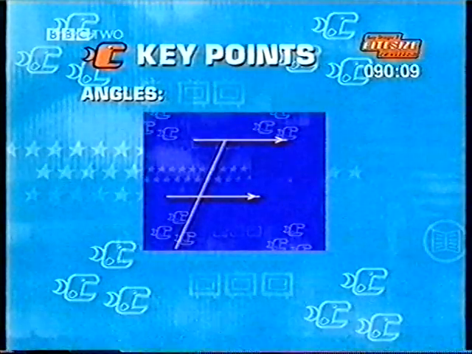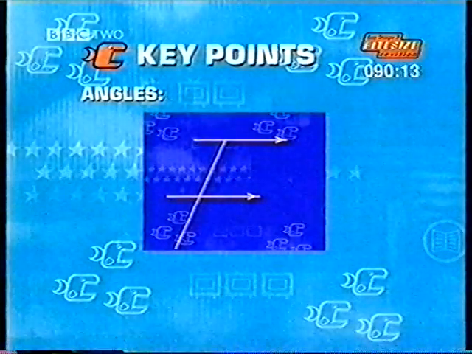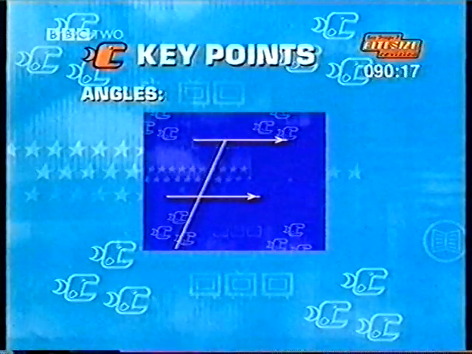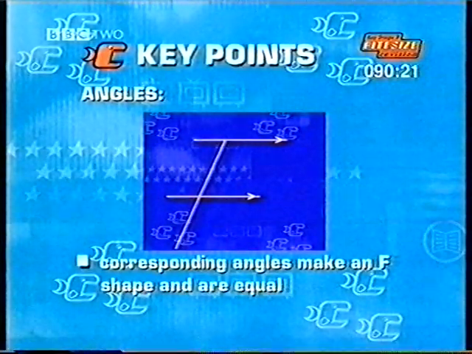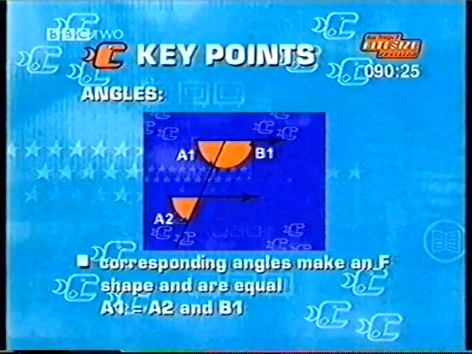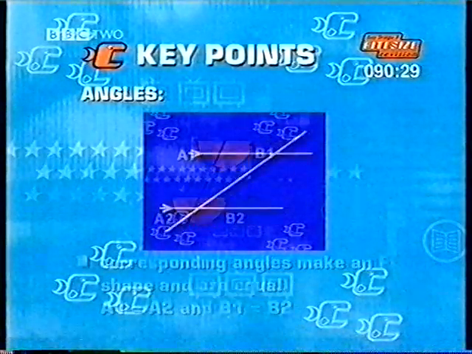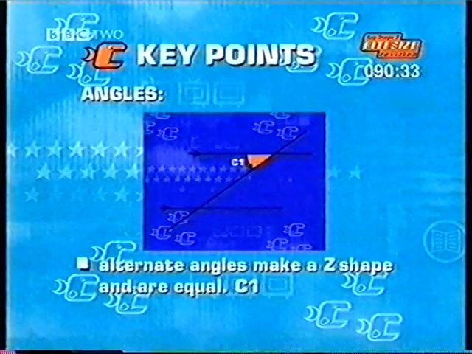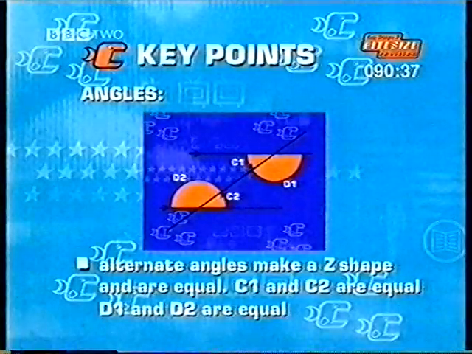When a line intersects parallel lines, called a transversal, then you may see corresponding, alternate and interior angles. Corresponding angles make an F shape and are equal. So A1 and A2 are equal, and B1 and B2 are equal. Alternate angles make a Z shape and are equal. So C1 and C2 are equal, and D1 and D2 are equal.